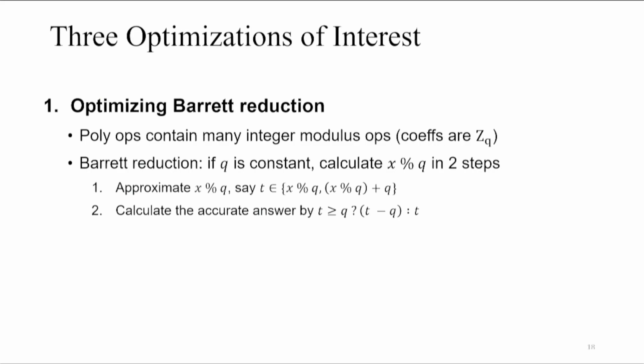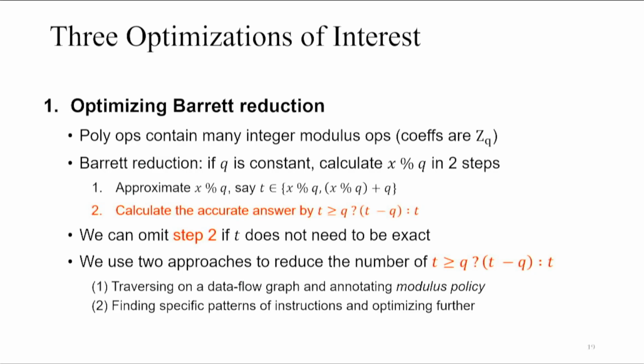HEaaN.MLIR has three optimizations that are important for the performance of homomorphic encryption. The first one is optimizing Barrett reduction, which is an integer modular operation that is optimized when the modulus q is fixed. The Barrett reduction consists of two steps. The first one is approximating x modulo q, which can be either the true value x modulo q or x modulo q plus q. And then, in the second step, we can finally calculate the accurate answer by subtracting q if it is not less than q.